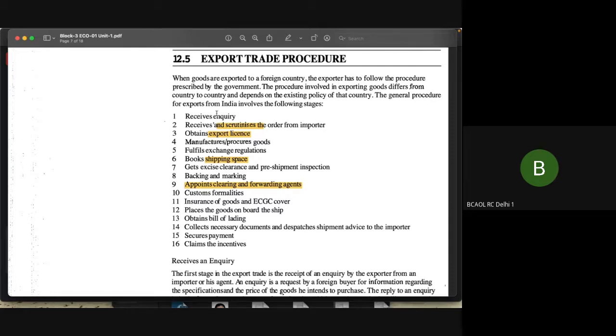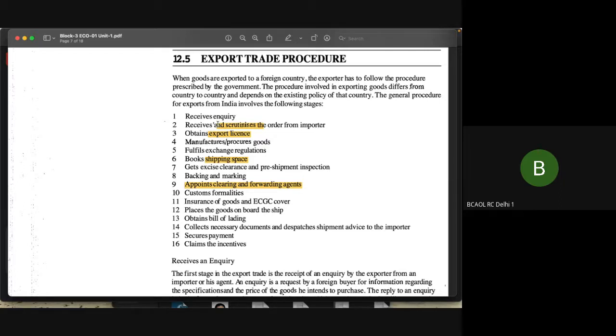The next step is that he scrutinizes the order. He will see whether I have OLED screens or normal LCD screens. The order wants OLED screens. So according to whatever is written in that order, the exporter will see whether I am able to make it or not. Do I have the manpower? Do I have the time? Will I be able to complete the order in this time?